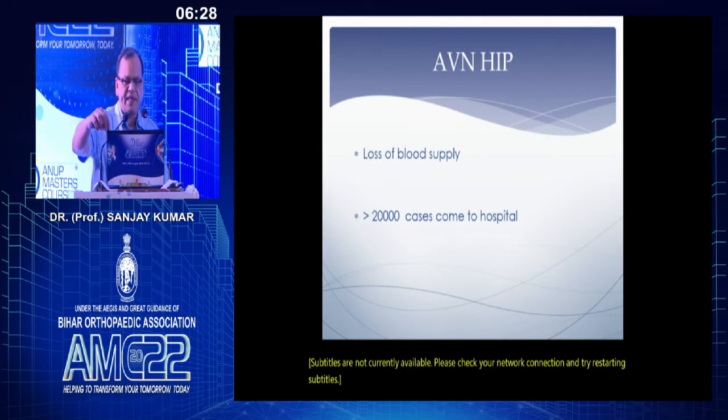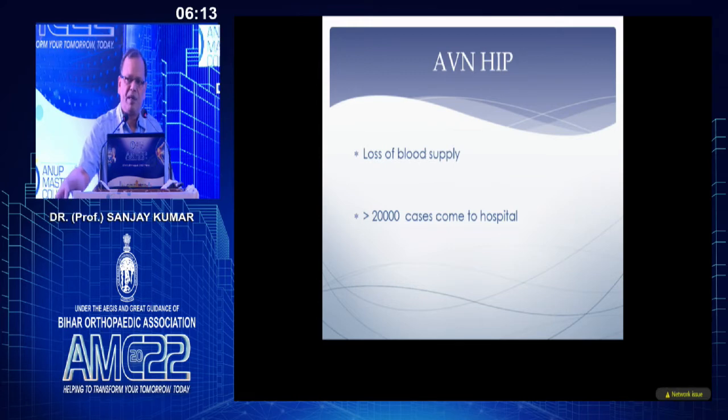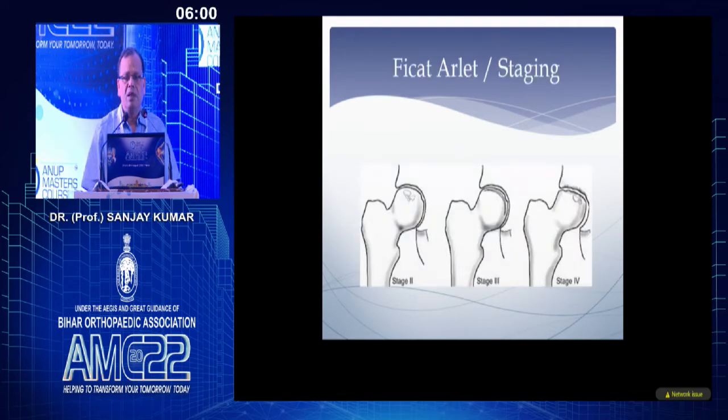As the name suggests, we all know that it happens due to loss of blood supply. The causes may be plenty, traumatic or atraumatic. More than 20,000 cases come to the hospital for this pathology, and I think most of the cases go unnoticed because people don't reach the hospital with this complaint. So once the treatment is concerned, plenty of classifications come into our mind.